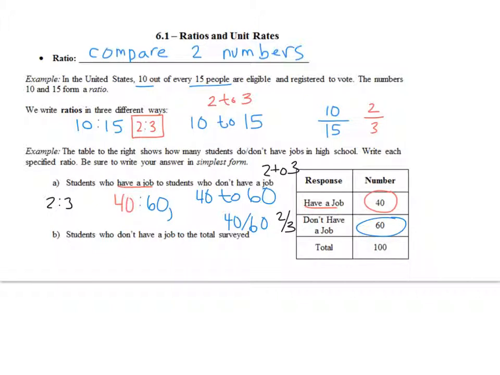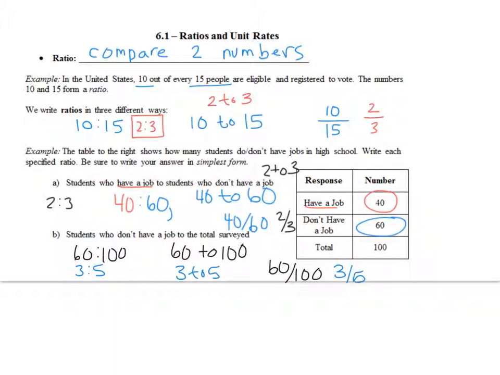Letter B is compare, write the ratio, students who don't have a job. So again, that's going to be 60. Don't have a job to the total surveyed is 100. So I'm going to write it as 60 to 100, or I could write it as 60 divided by 100. And again, I'm going to reduce. So if I divide both of these by 20, I get 3 to 5, or 3 out of 5, or 3 divided by 5. So that's a ratio compared to two numbers.